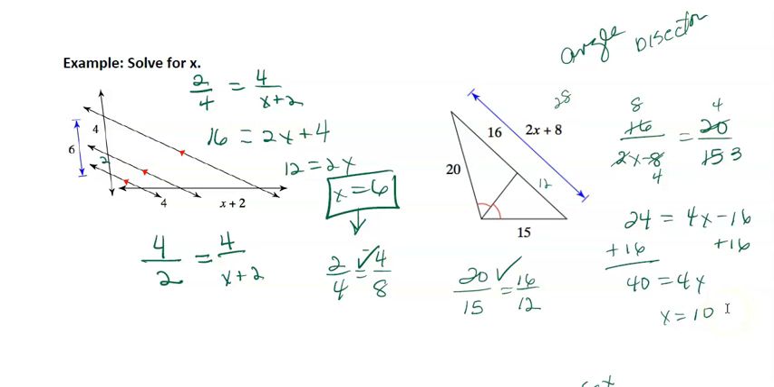So then I said, okay, if that is the case, let's see if I can check it out. Well, I know that 20 over 15 has to equal, I want to figure out what this number is so I can check the proportion. So if this is 2 times x plus 8, and x was 10, this is 28. 28 minus 16 gives me 12. So this other proportion is 16 over 12.